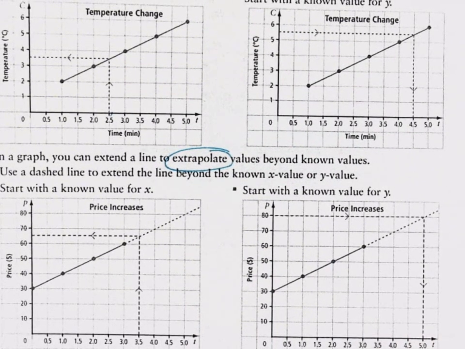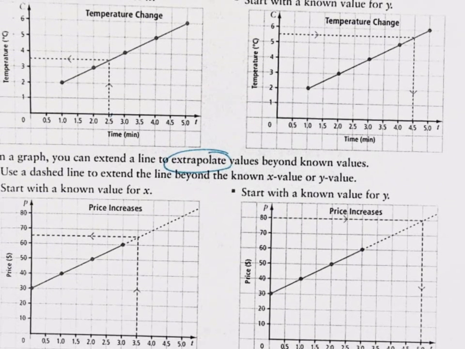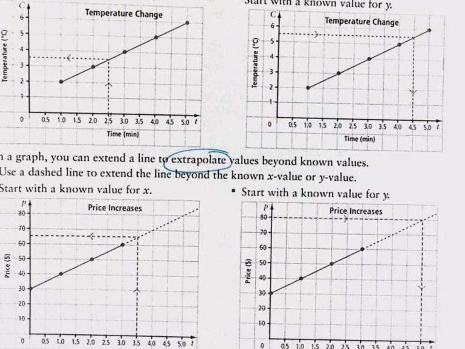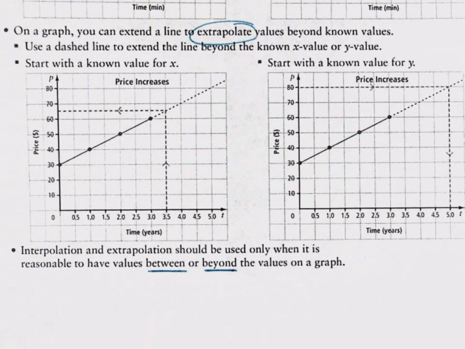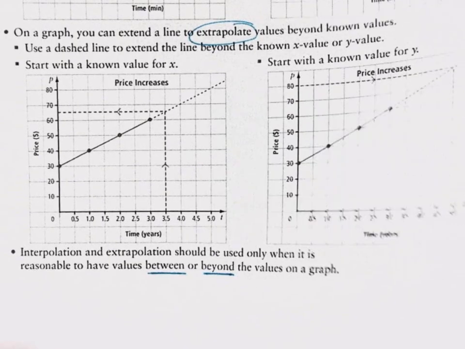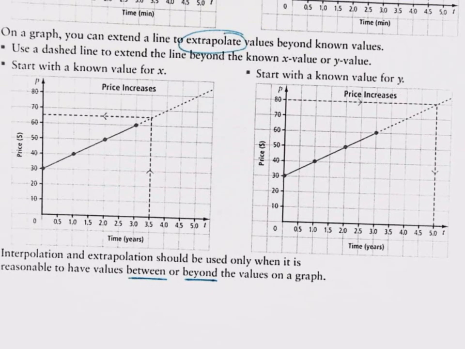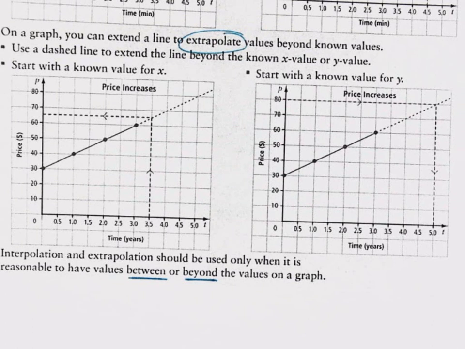Interpolation and extrapolation should only be used when it's reasonable to have values in between or beyond the values on the graph, so that's talking about continuous. Oh, I highlighted things and I couldn't even show you. That's talking about continuous and discrete data. Okay. That's really it. There was just a couple more examples. So these are key points. This isn't anything that we have to find on here. This is just key points, reminding us how to do it.